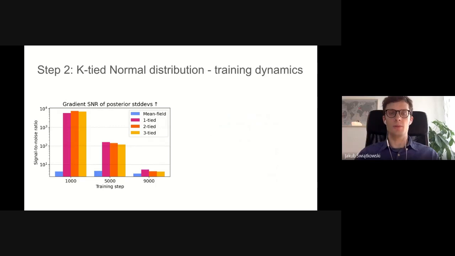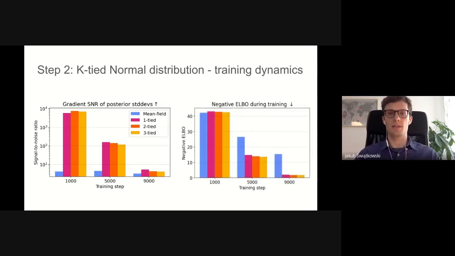More importantly, we observed that the low-rank parameterizations significantly increase the signal-to-noise ratio of the gradient estimates of the posterior standard deviation parameters. This also translates into increased convergence speed of the negative ELBO training objective. These results are important because the high variance of the gradient estimates is one of the biggest challenges in Bayesian neural networks.